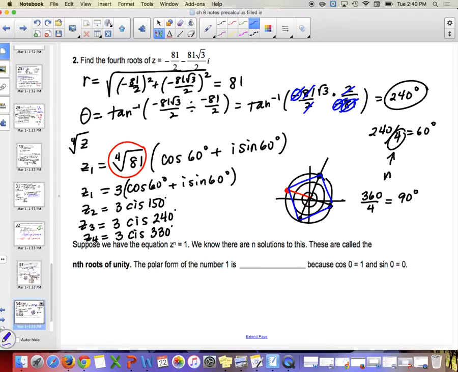All right, so suppose we have the equation z to the n equals 1. We know that there are n solutions to this. These are called the nth roots of unity. The polar form of the number 1, if you have the number 1, it's 1 plus 0i. Because cosine of 0 is equal to 1 and sine of 0 is equal to 0. All right, you guys get polar form? Well, actually, that's the trigonometric form. All right, there we go.